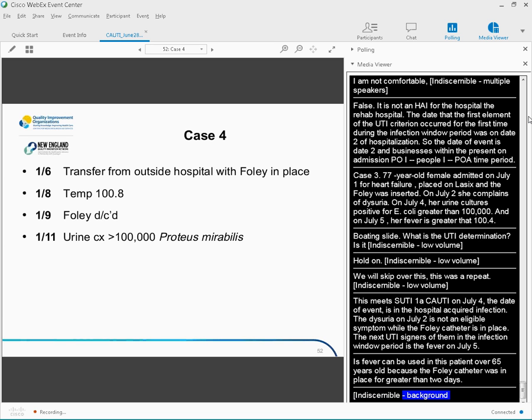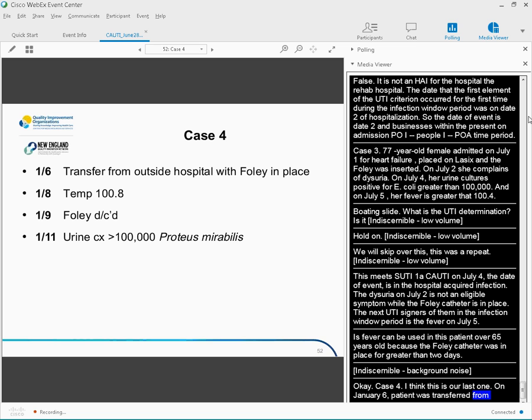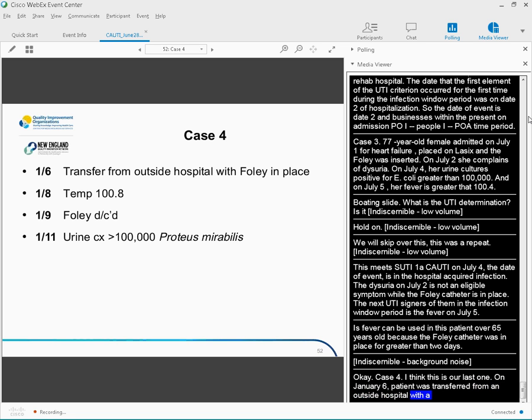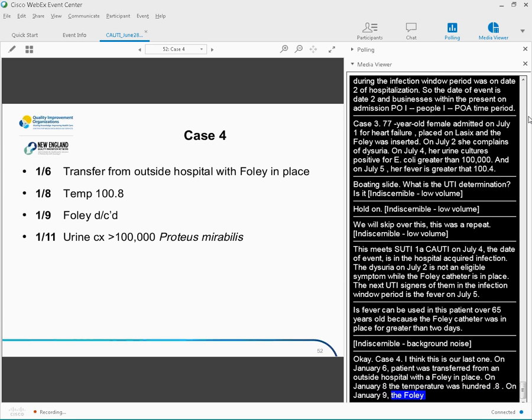Okay, case number 4. I think this is our last one. On January 6th, patient was transferred from an outside hospital with a Foley in place. On January 8th, the temperature was 100.8. On January 9th, the Foley was DC'd. And on January 11th, the urine culture was greater than 100,000 proteus.